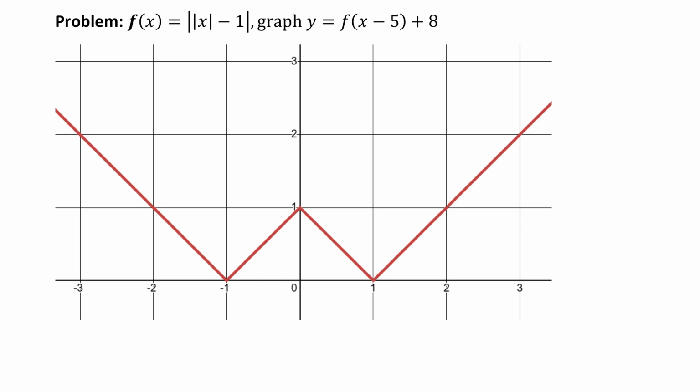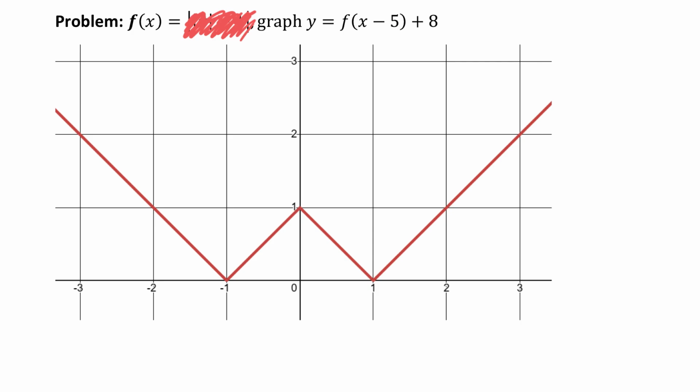All right, so let's take a look at something. Here we have a very cool graph. It looks kind of like a W. If you're wondering what the equation is, it's the absolute value of the absolute value of x minus 1. It's not super relevant, so I'm just going to go ahead and blur that out for us because it might be a bit stressful for some of you. The main thing is that we have a graph in front of us. And what we want to do is graph the new graph, y equals f of x minus 5 plus 8.